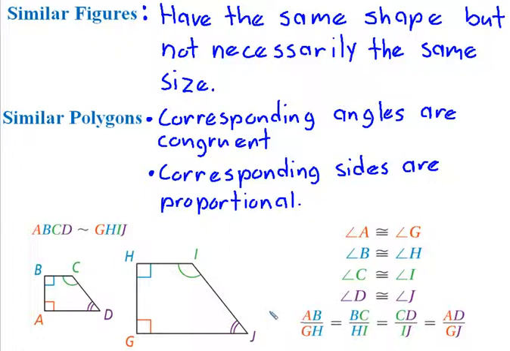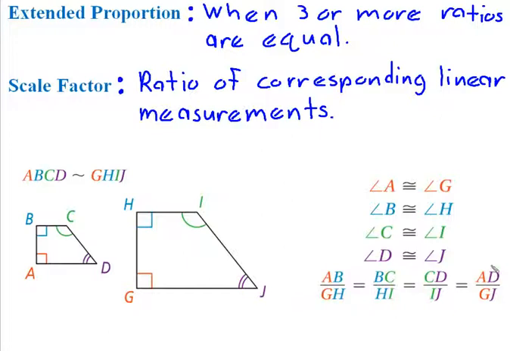And then the corresponding sides are proportional, meaning that if I looked at the ratio of AB over GH, the corresponding sides, it's going to be equal to the ratio of BC over HI, or any other ratio made up of the corresponding sides. Now, when we write three or more ratios equal to each other, we're going to call that an extended proportion. And the scale factor is the ratio of the corresponding linear measurements. So the scale factor is the ratio that we're plugging into that proportion.